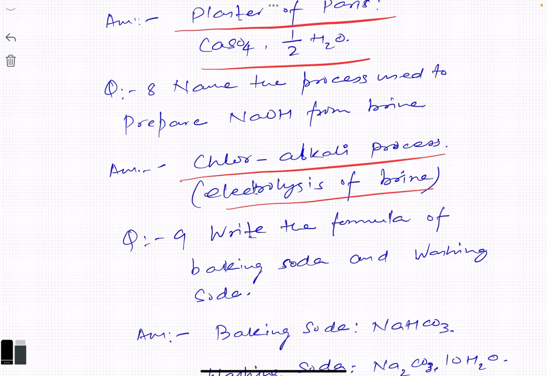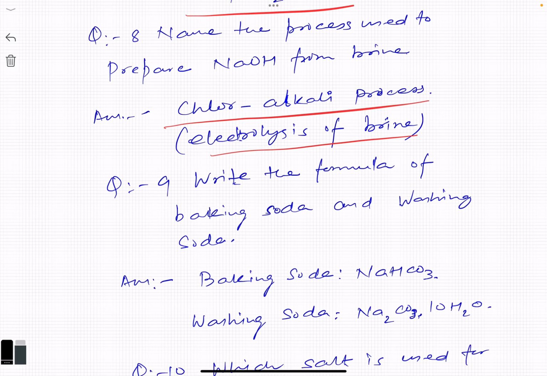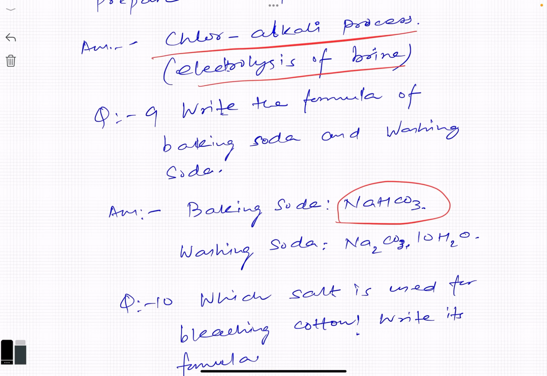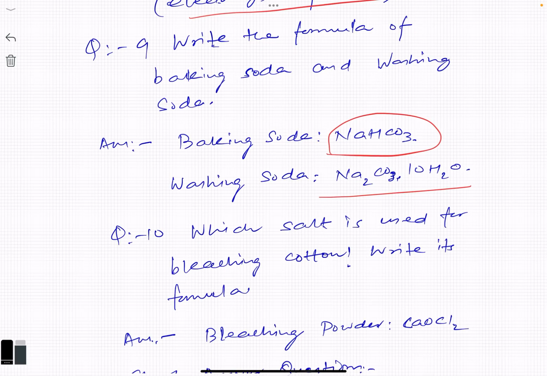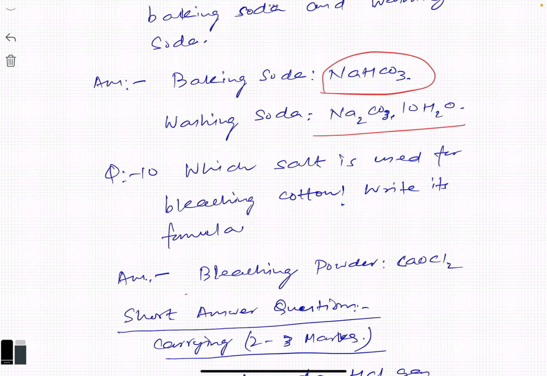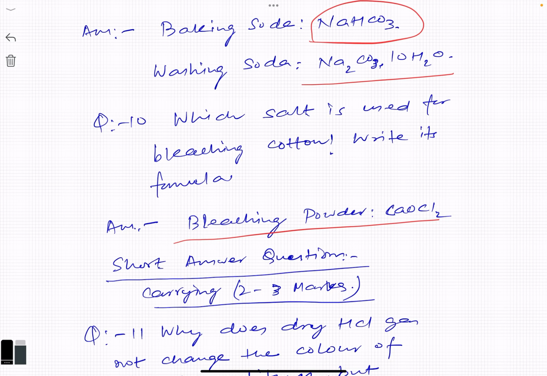Question number 9: write the formula of baking soda and washing soda. The formula of baking soda is NaHCO3, which is called sodium bicarbonate, and washing soda is Na2CO3·10H2O, which is called sodium carbonate. Question number 10: which salt is used for bleaching cotton? Write its formula. Bleaching powder is used for bleaching cotton, CaOCl2.